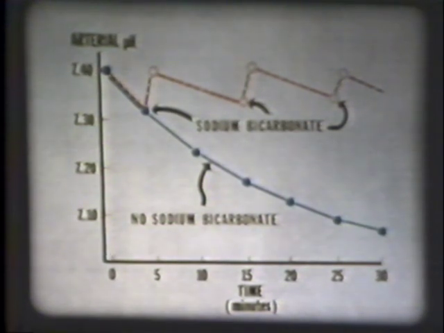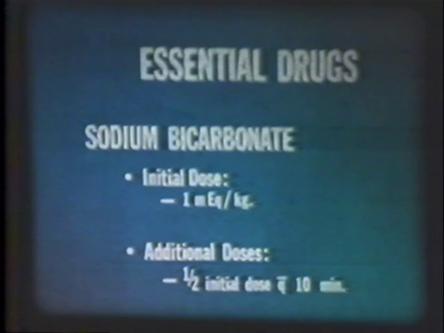The red tracing shows that if sodium bicarbonate is given intravenously every 10 minutes, or as indicated by arterial blood gas and pH measurements, it is possible to maintain the pH at near normal levels. The recommended initial dose of sodium bicarbonate is 1 milliequivalent per kilogram. This dose should be repeated if an effective circulation is not restored after defibrillation. Thereafter, additional doses should be 1/2 of the initial dose every 10 minutes during the CPR emergency or as governed by arterial blood gas and pH measurements.